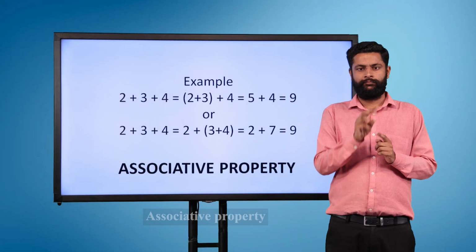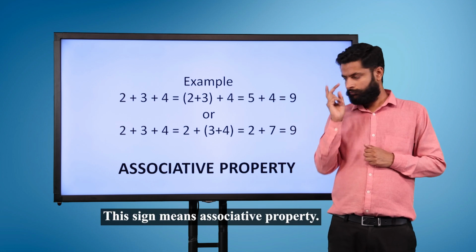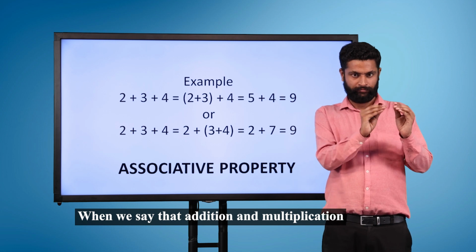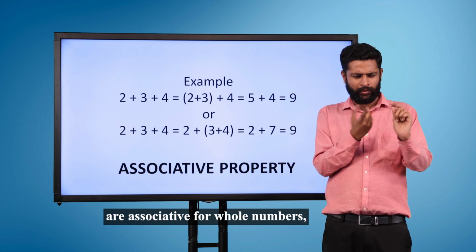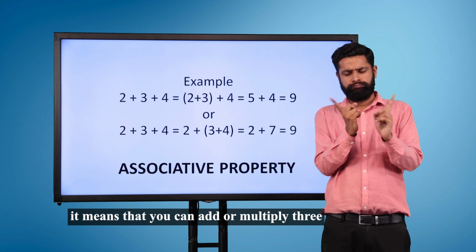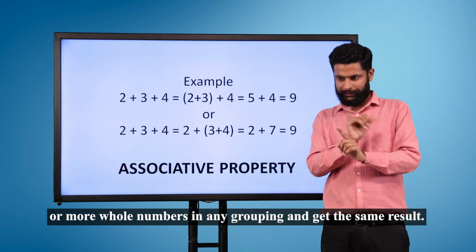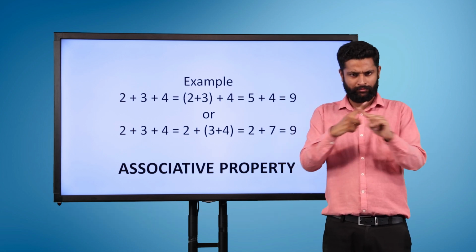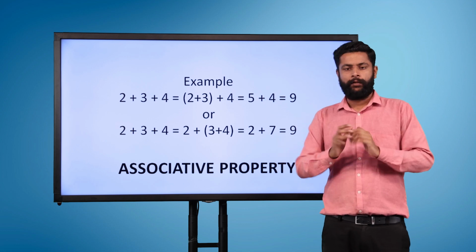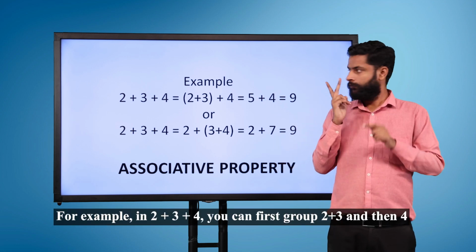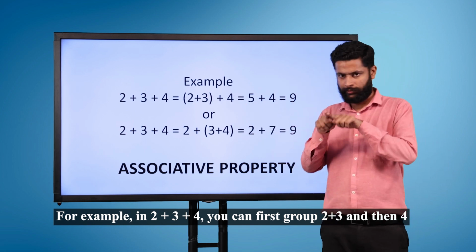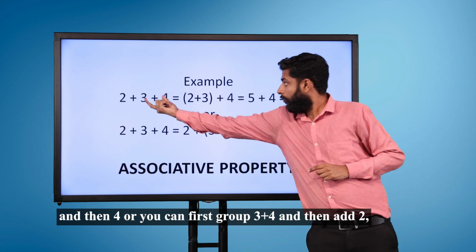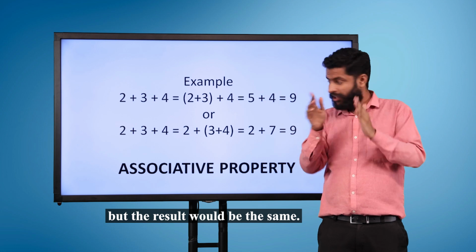Associative property. This sign means associative property. When we say that addition and multiplication are associative for whole numbers, it means that you can add or multiply three or more whole numbers in any grouping and get the same result. For example, in 2 plus 3 plus 4, you can first group 2 plus 3 and then 4. Or you can first group 3 plus 4 and then add 2, but the result would be the same.